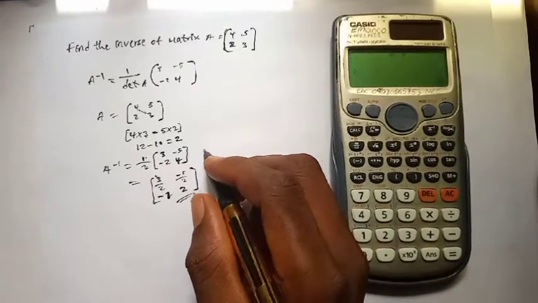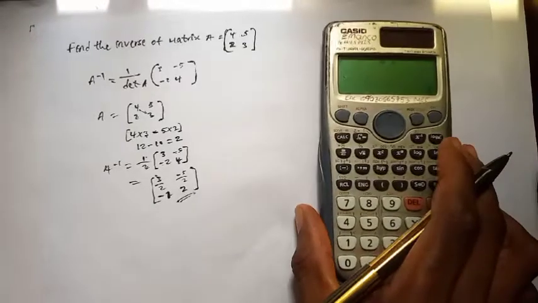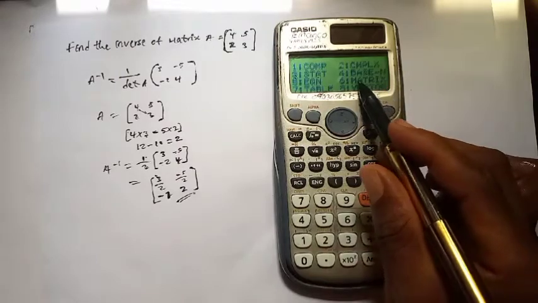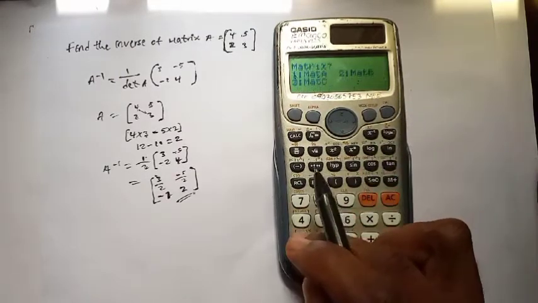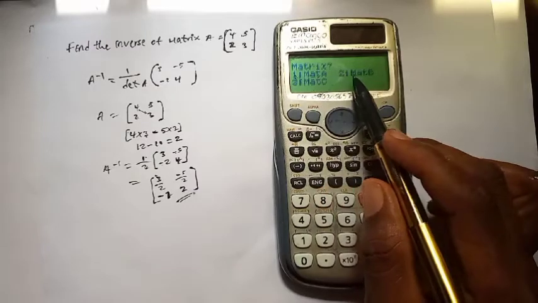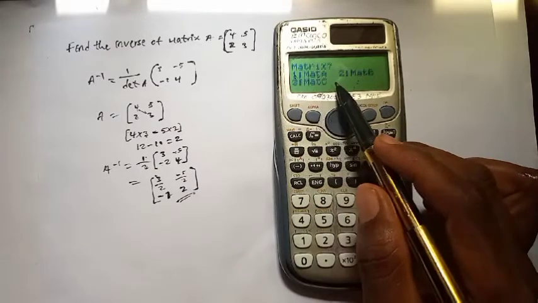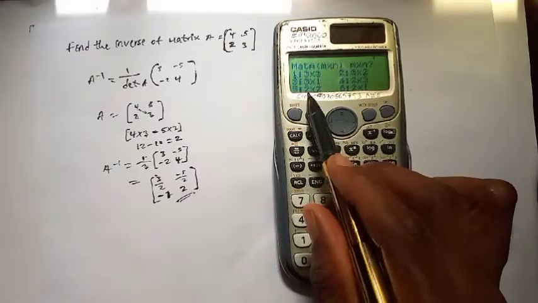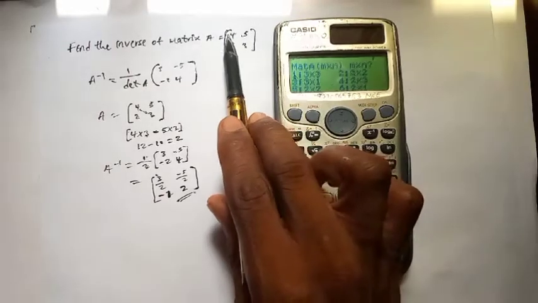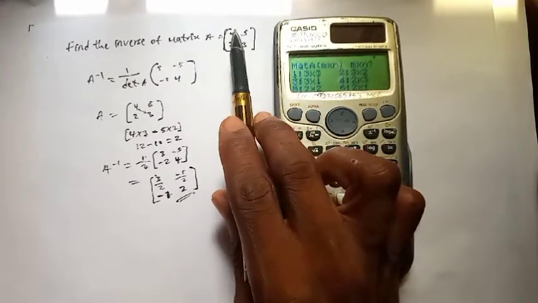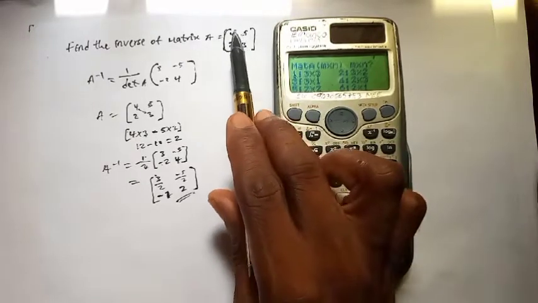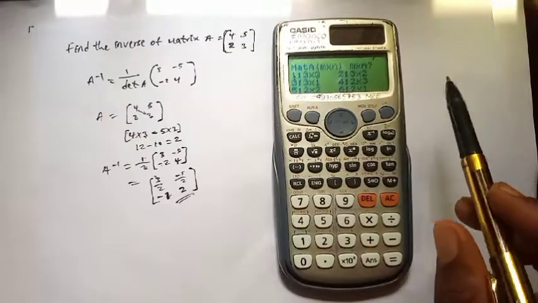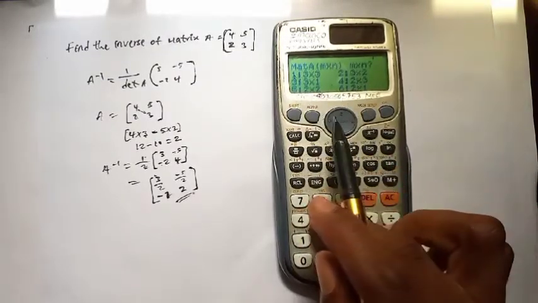Now, let's use our calculator to find the inverse of this matrix A. The first step is to press mode, then select 6, which is matrix. Select 6, then select 1, Mat A. You can use Mat B and Mat C, but I'm going to use Mat A. I will select 1. Now, it asks for the order of the matrix. This is a 2 by 2 matrix: the number of rows is 2 and the number of columns is also 2, that's the number of rows by the number of columns. Let me select 5, which is the 2 by 2 matrix.